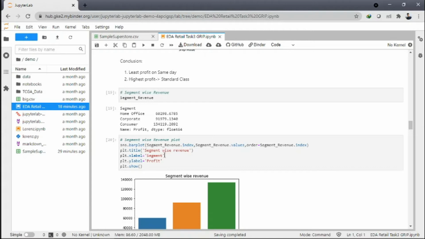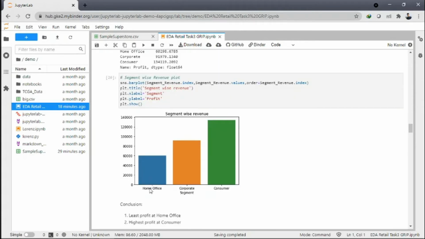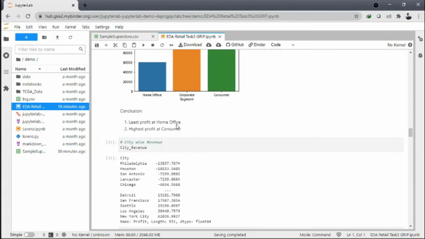So the title is segment-wise revenue, obviously, with the x-axis as the segment and the y-axis as its profit. As we can see here, the least profit is at home office and the highest profit is on consumer. So that's our conclusion: least profit at home office, highest profit at consumer.